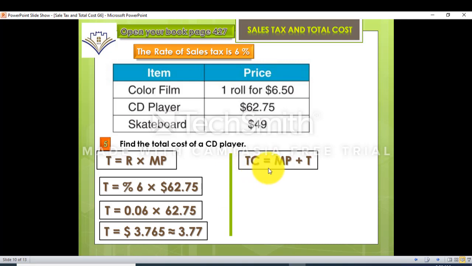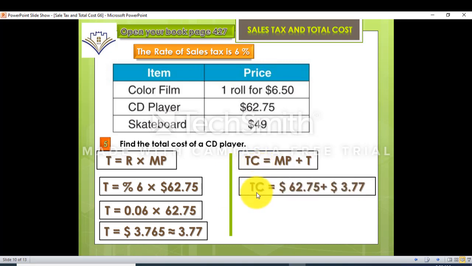Going to the second part. The total cost equals the market price here, 62.75, plus the sales tax, $3.77. Both of them equal $66.52.